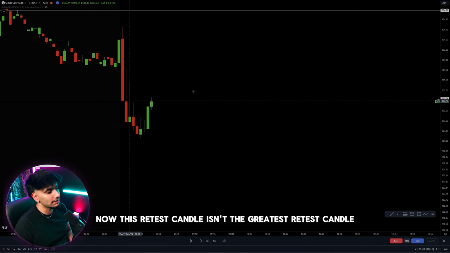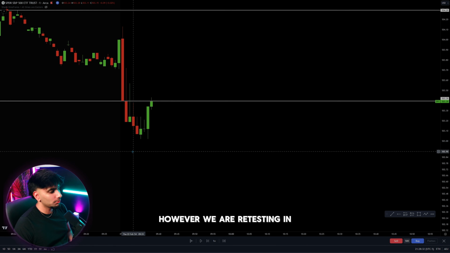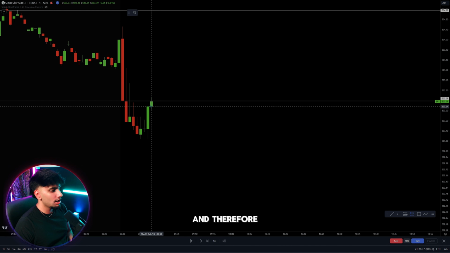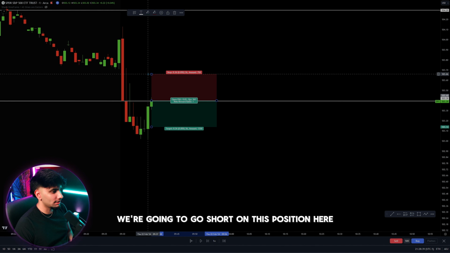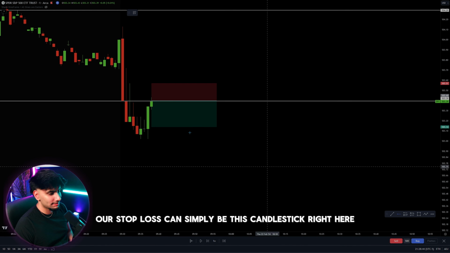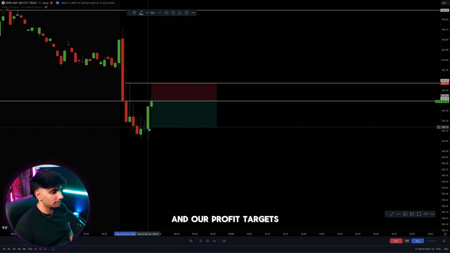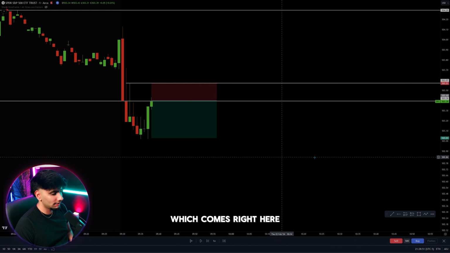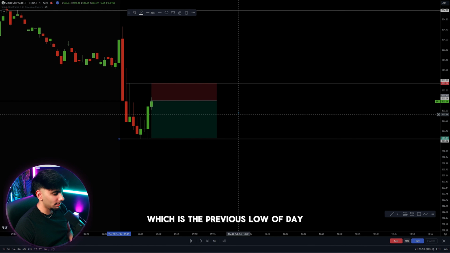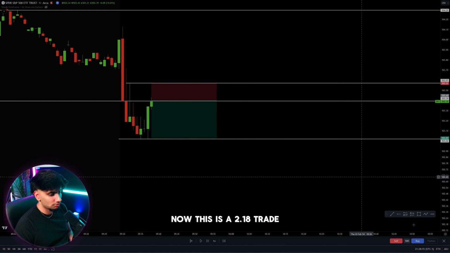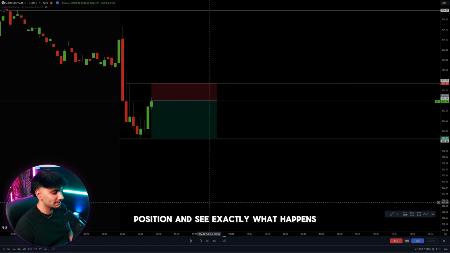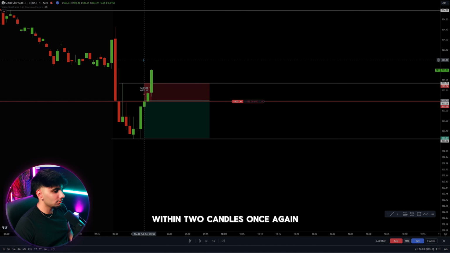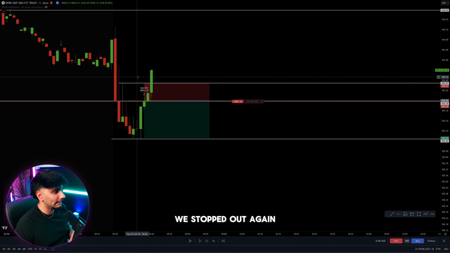Now, this retest candle isn't the greatest retest candle. However, we are retesting and this is previous support turned into resistance. And therefore, we're going to go short on this position here. Our stop loss can simply be this candlestick right here. And our profit targets need to be at least a 2R multiple, which comes right here, which is the previous low of day. Now, this is a 2.18 trade. Let's enter into a short position and see exactly what happens. And as we can see within 2 candles, once again, we stopped out again.